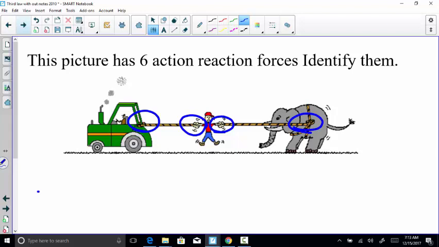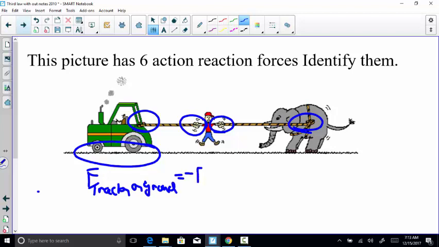Okay, the forces that usually get missed are right here. There is a force of the tractor on the ground, and that must equal minus the force of the ground on the tractor.